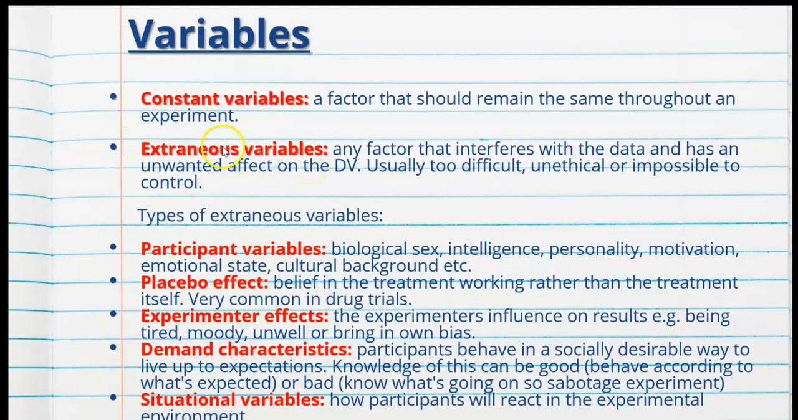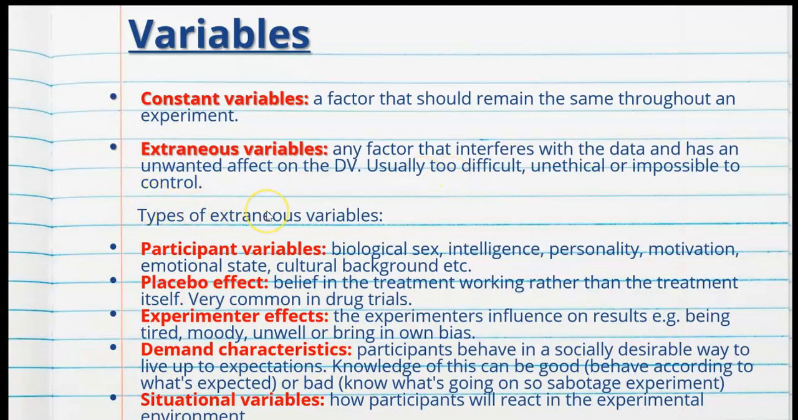These are unique to psychology. These are called extraneous variables. We want to avoid these, all right, because they lower our accuracy and our consistency in our data, which is called validity and reliability. I talk about that in another video. But an extraneous variable is any factor that interferes with the data and has an unwanted effect on our dependent variable, or our results, in other words. So we try and control these as much as possible, but it's never going to be perfect, unfortunately, in psychology. Usually it can be too difficult, unethical, or just impossible to control every single one. So we will try and limit the extraneous variables in our research, but often that can be very, very tricky.